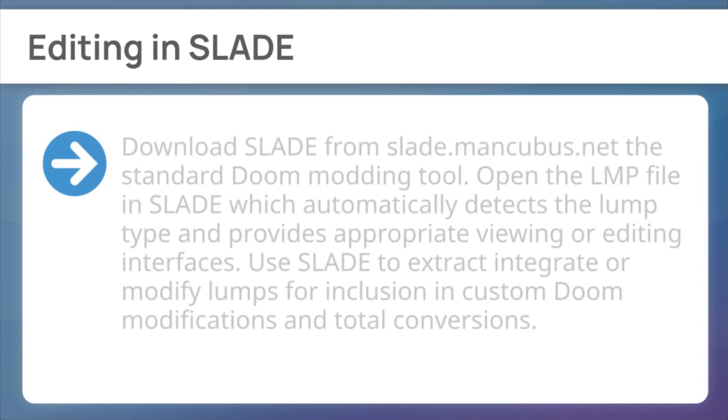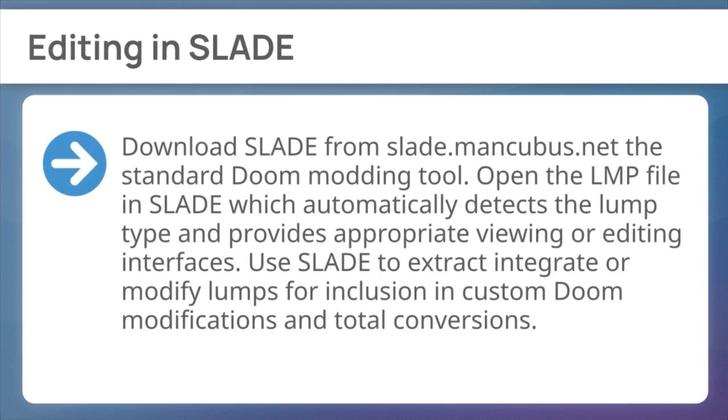Next, editing in SLADE. Download SLADE from slade.mancubus.net, the standard Doom modding tool. Open the LMP file in SLADE, which automatically detects the lump type and provides appropriate viewing or editing interfaces. Use SLADE to extract, integrate, or modify lumps for inclusion in custom Doom modifications and total conversions.